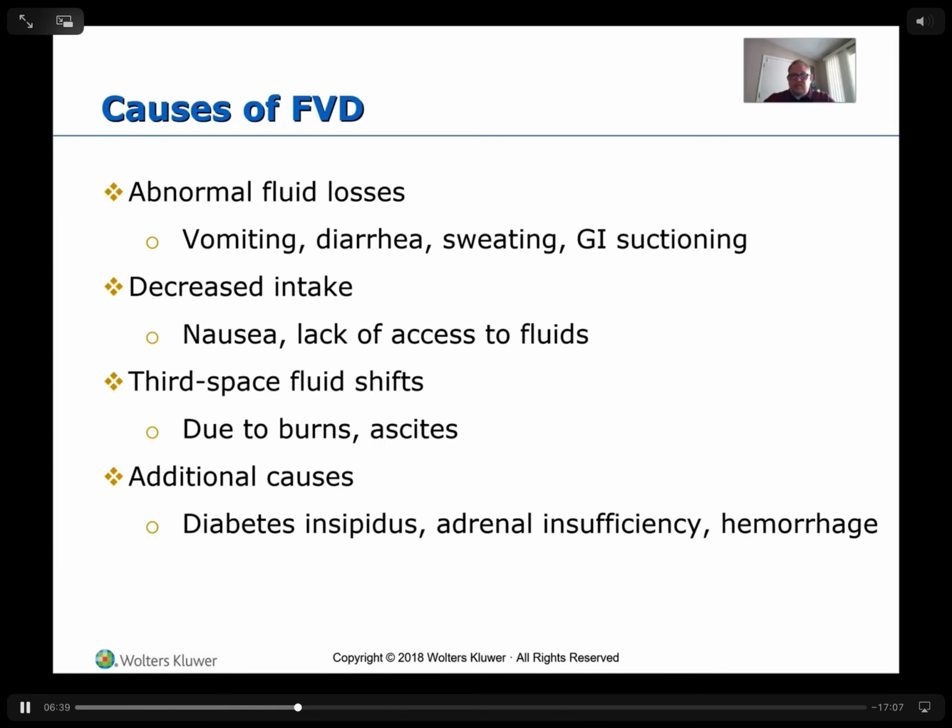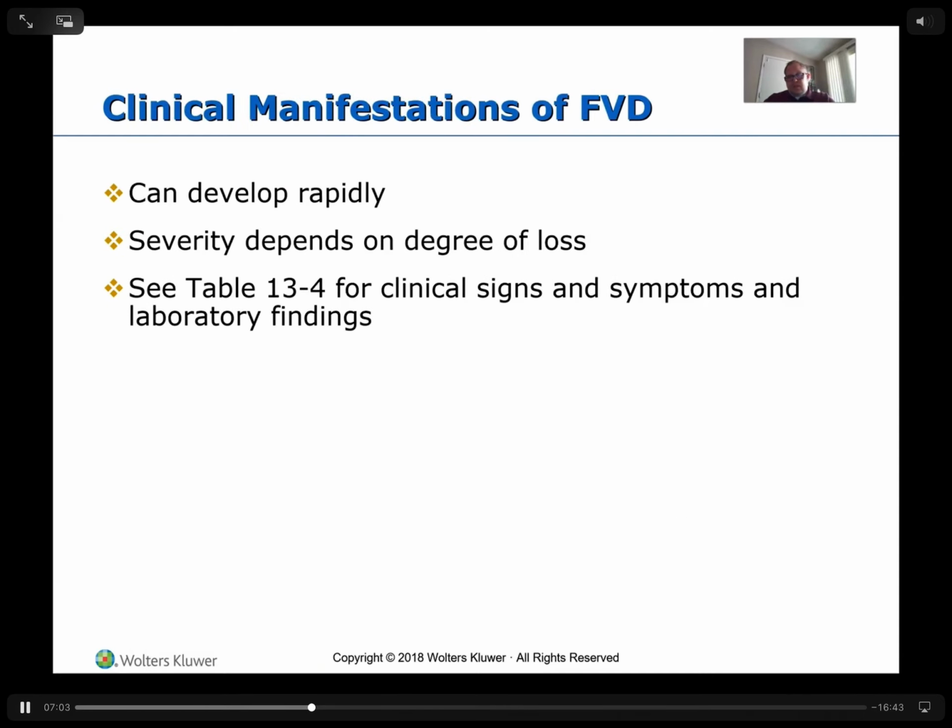General causes of fluid volume deficits are going to be abnormal fluid losses: vomiting, diarrhea, GI suctioning, poor intake, third spacing due to fluid shifts, burns, ascites, and some other disease processes as well. Diabetes, adrenal insufficiency, and hemorrhages all can cause fluid volume deficits. They can happen quickly. There is a table 13.4 for clinical signs and symptoms and laboratory findings.